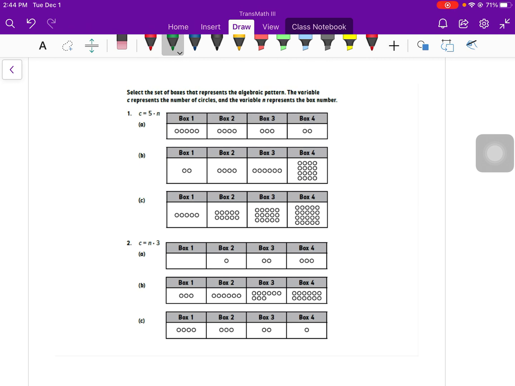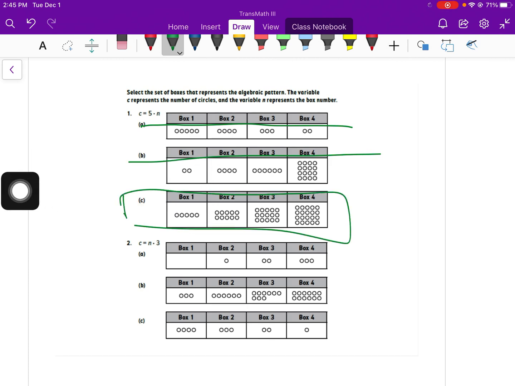So I would be able to quickly figure out that A is not the correct option, because if I'm taking N as the number for the box number, like it says, box 4 times 5 does not equal 2, so it can't be that one. And then I would also be able to eliminate B pretty quickly, because box 1 times 5 does not equal 2. That leaves C as the correct answer.